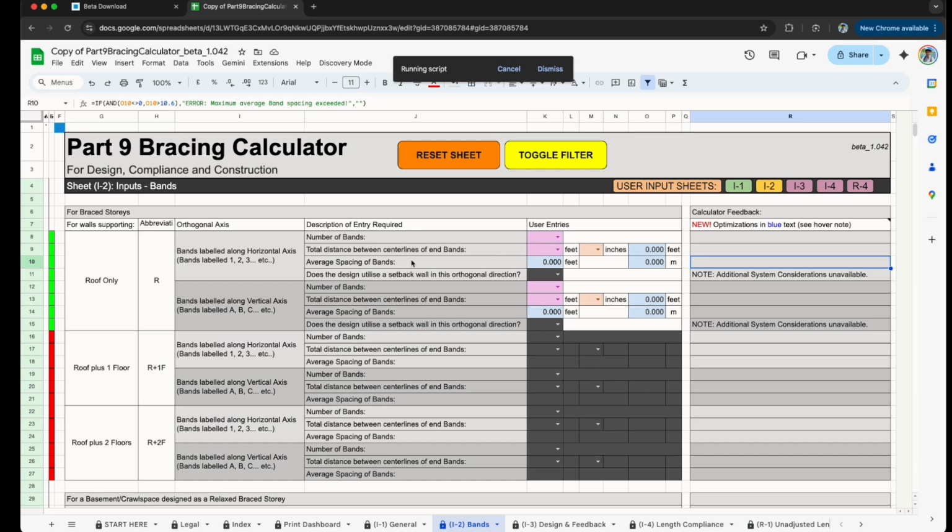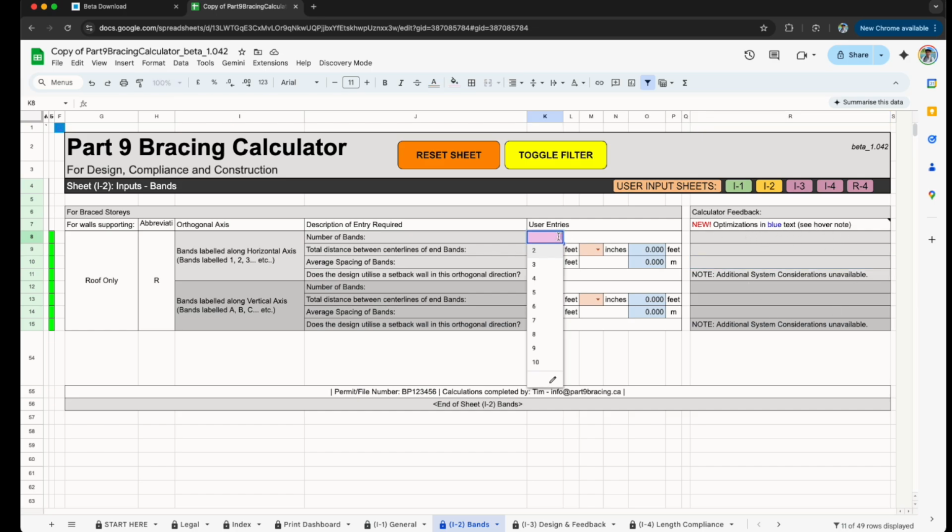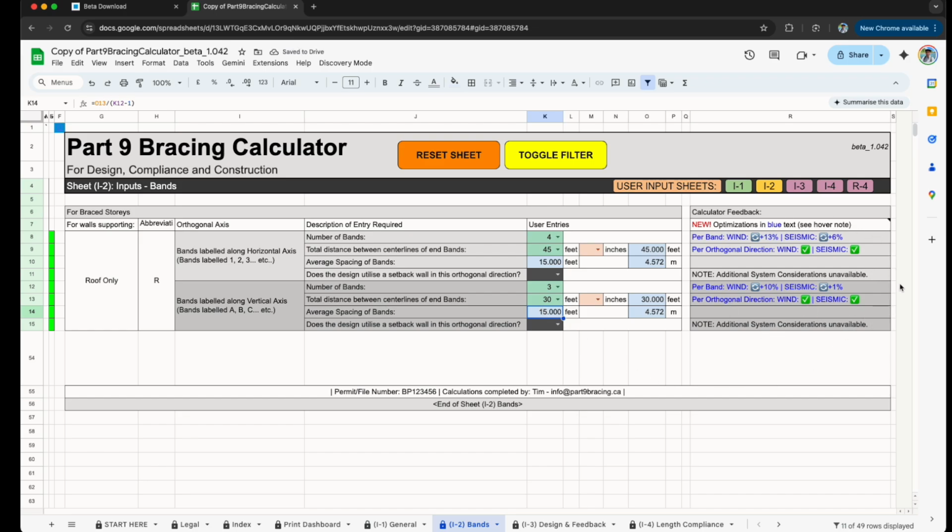Now, with that information, when we head to the second sheet, I2 bands, and we start to populate these cells here for the number of bands and the total distance between the centerlines of the end bands, we'll start to see some results come back in the sidebar here. So let's consider this one as, let's say, 4 bands and 45 foot between the bands. And let's say 3 bands and 30 feet between the bands. And so you can see on the sidebar here, some information is starting to come back.